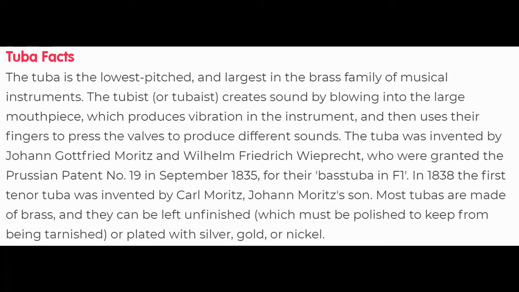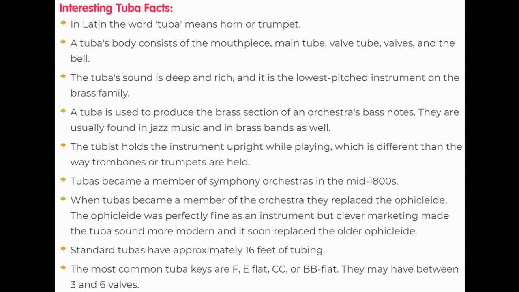In 1838, the first tenor tuba was invented by Carl Moritz, Johann Moritz's son. Most tubas are made of brass and they can be left unfinished, which must be polished to keep from being tarnished, or plated with silver, gold or nickel. Facts about the tuba. In Latin, the word tuba means horn or trumpet. A tuba's body consists of the mouthpiece, main tube, valve tube, valves, and the bell.